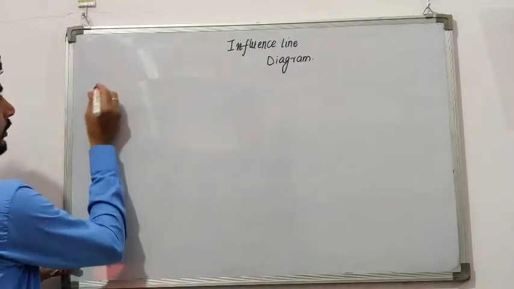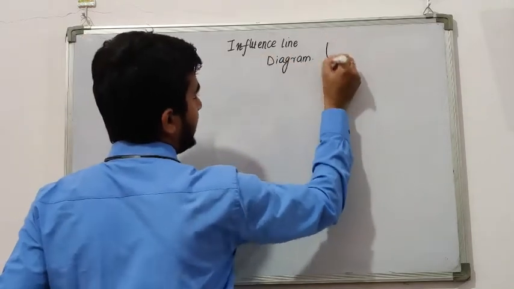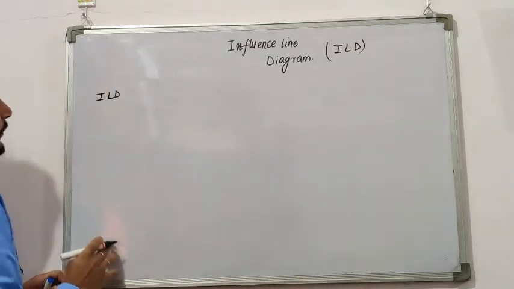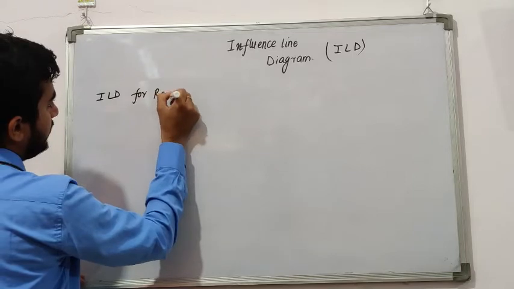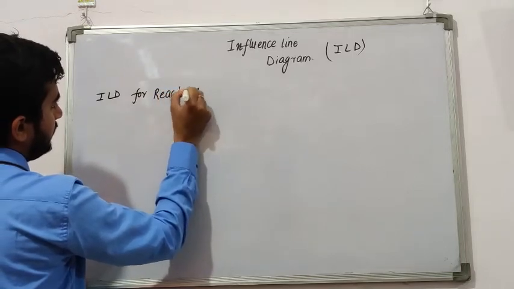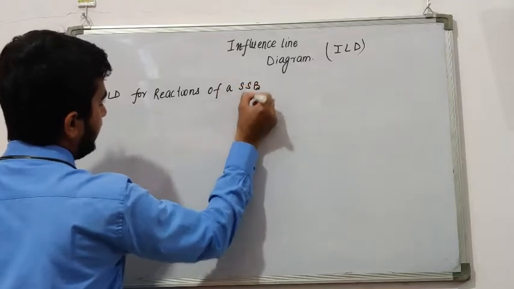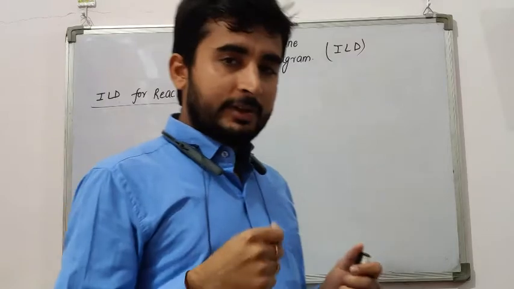So what are we talking about? We are talking about the influence line diagram. Here the short form of influence line diagram is ILD. Most of the people use it. So ILD for reactions of a simply supported beam. The point to be noted here is that I am doing it for the simply supported beam.